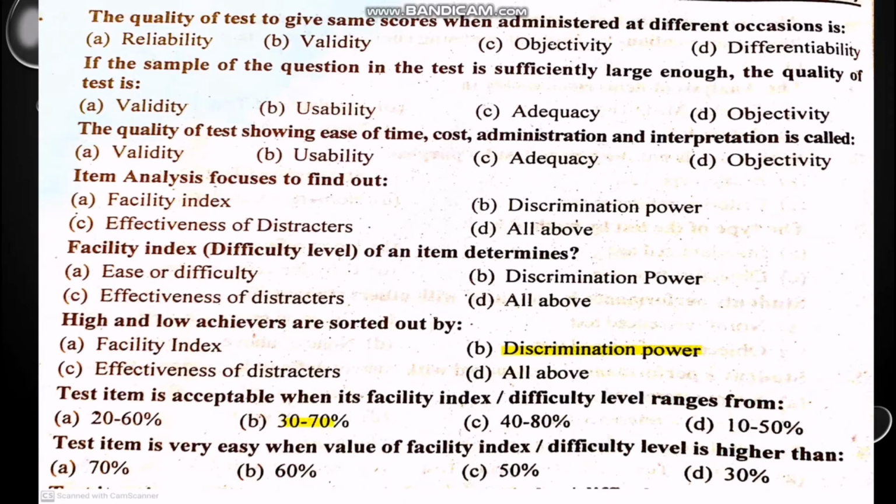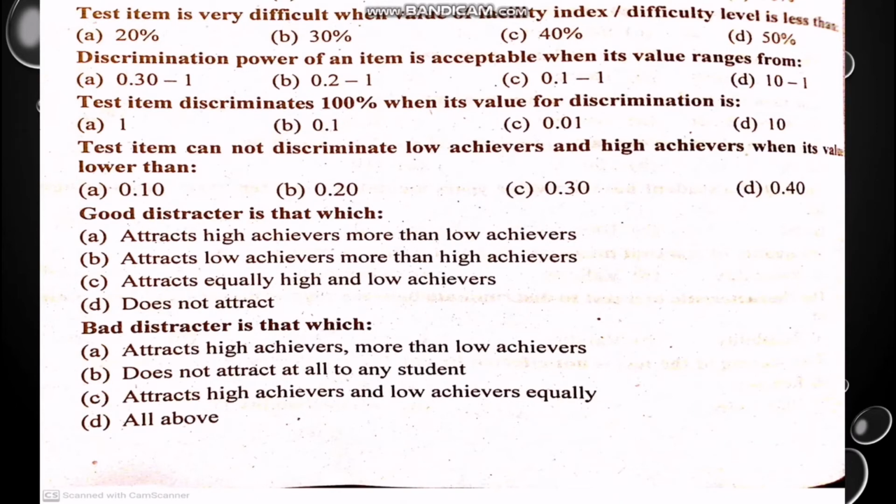The test item is very easy when value of facility index, difficulty level, is higher than 70, 60, 50, 30. So the right option is 70. Test item is very difficult when value of facility index, difficulty level, is less than 20, 30, 40, 50. So the right option is 30. Discrimination power of an item is acceptable when its value ranges from 0.31, 0.21, 0.11 and 10, minus 1, 10, 1.